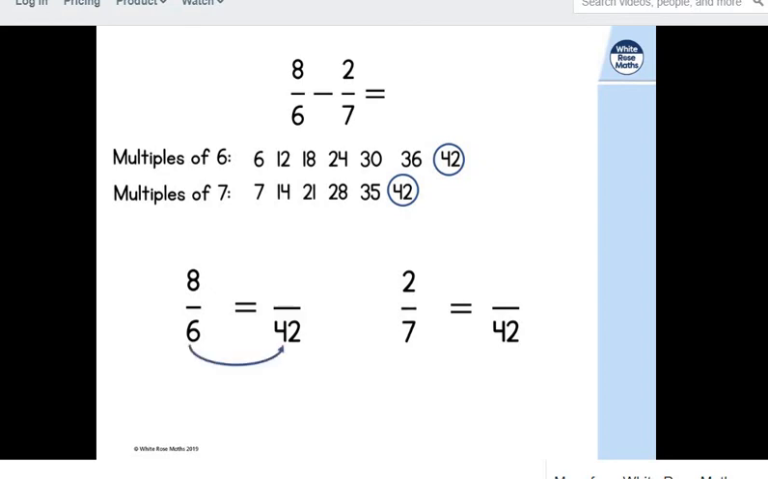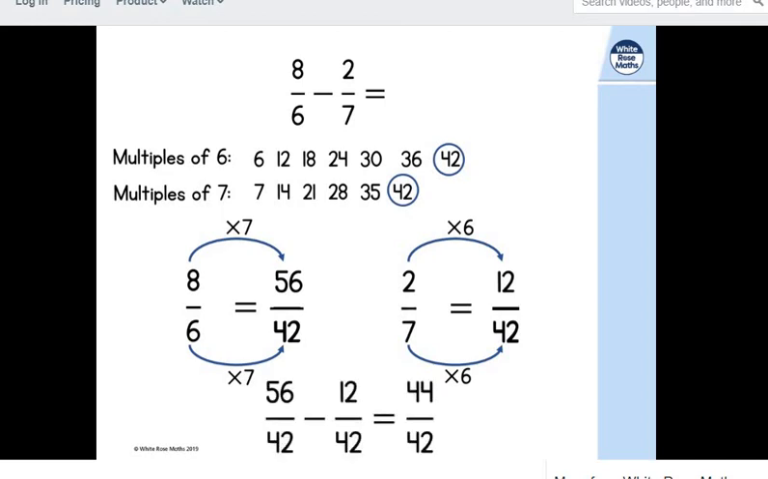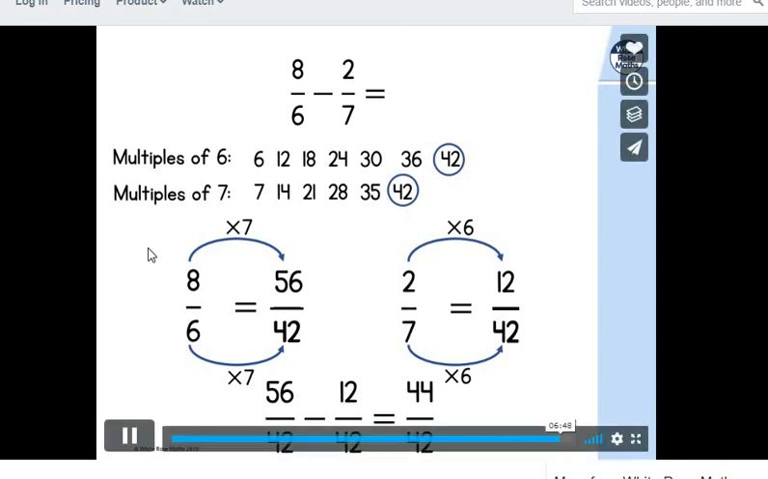So I can see that 6 is 7 times smaller than 42. So I want to keep the same relationship with the numerator, which means that 8/6 is equivalent to 56/42. Bit of a funny fraction to say. And 2/7, let's have a look at that one. Well, I can see that 7 is 6 times smaller than 42. So to keep the same ratio, I'm going to multiply the numerator by 6 as well, which would be 12. Now I've got a common denominator. 56/42 subtract 12/42 would be 44/42. And there's my answer.